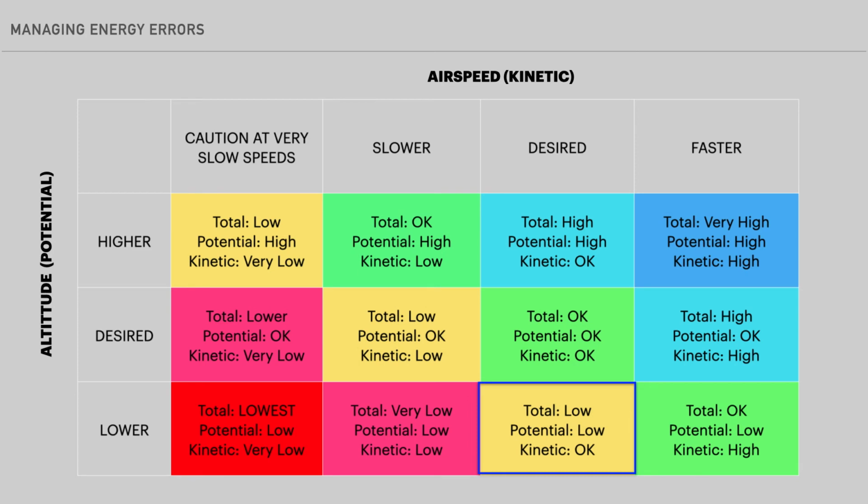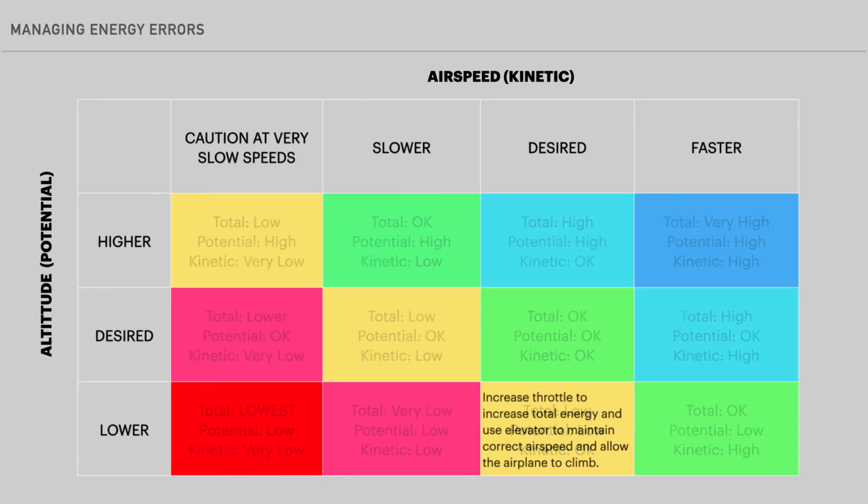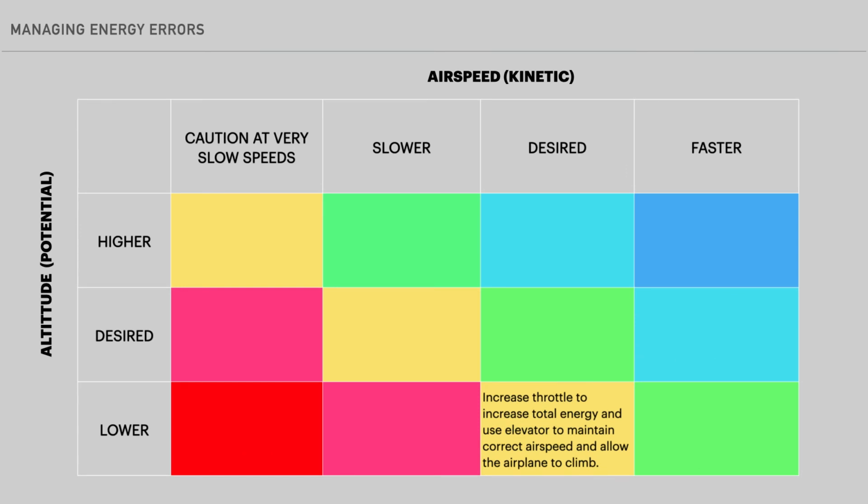This is another example of low total energy, but this time the airplane is lower than desired while flying at the target airspeed. The pilot once again must introduce power to increase the total energy and use the elevator to maintain the current airspeed as the airplane climbs. Then adjust pitch attitude and throttle setting as needed to maintain the new flight path airspeed profile.